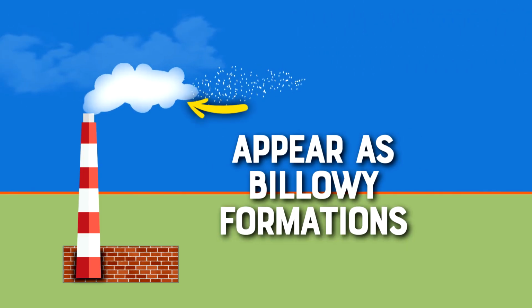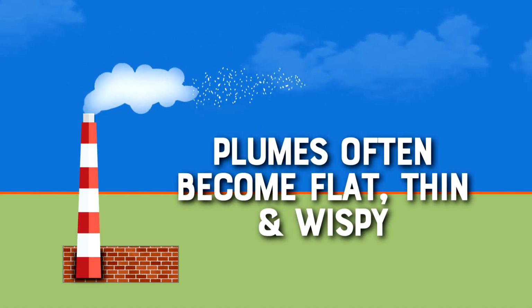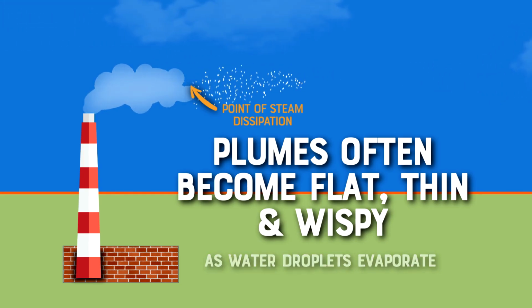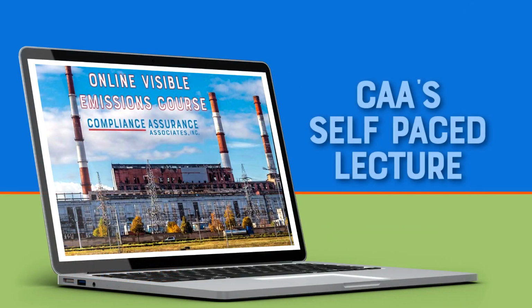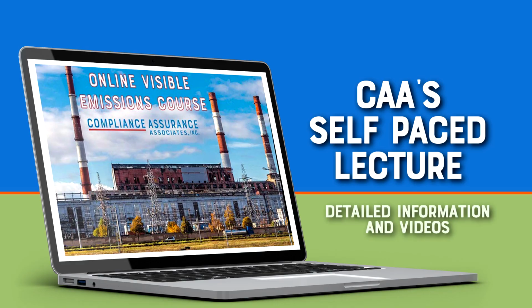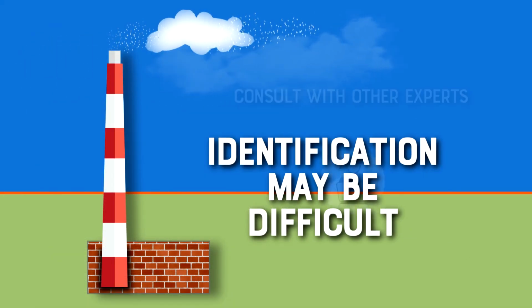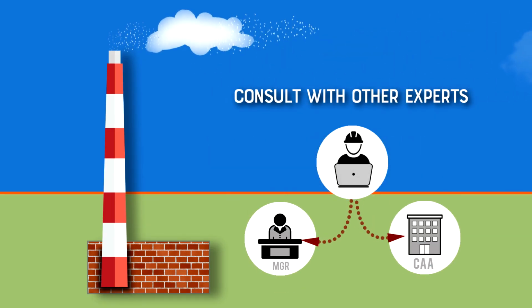They appear as white, billowy formations similar to clouds and will collapse as the water droplets evaporate into the air depending on humidity conditions. However, in some conditions, water vapor will appear translucent. Our self-paced lecture contains additional detailed information and videos for helping you identify water vapor. Due to the complexity of identifying water vapor plumes, new observers should consult their manager or CAA if they need assistance.